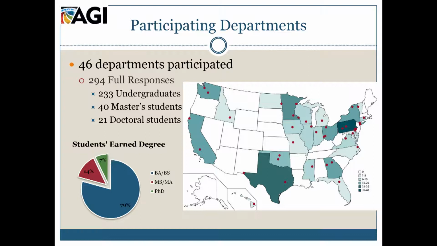The map shows distribution of departments. The red dots are the departments that participated at their location. And the shading is the number of students from each state that participated. So we're missing participation from the central portion of the U.S., so hopefully we'll get some of that in the next iteration of the exit survey. We had a lot of participation from Pennsylvania and Texas. So with our responses, 79% were bachelor students, 14% were master's students, and 7% were doctoral students.